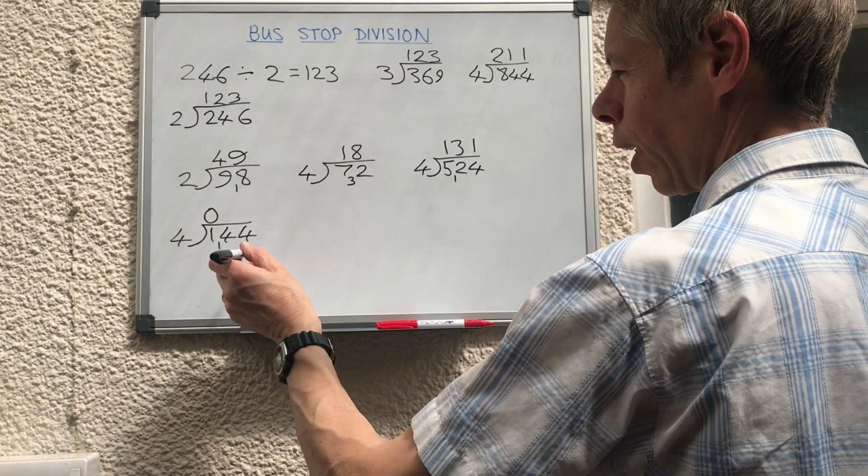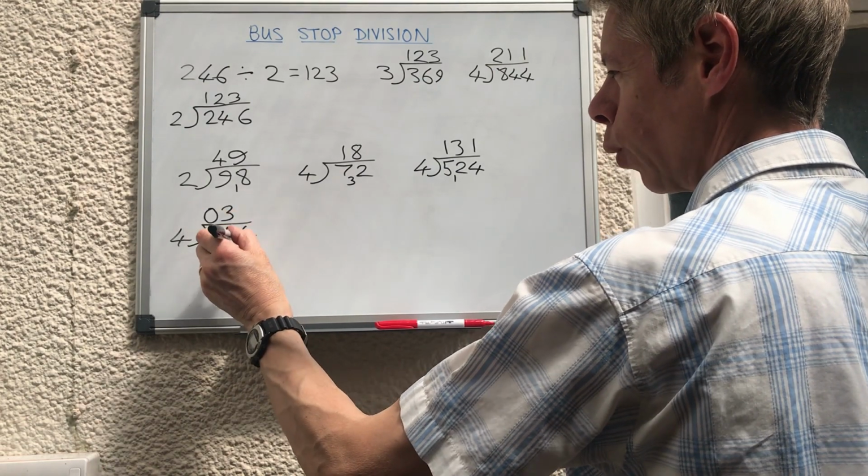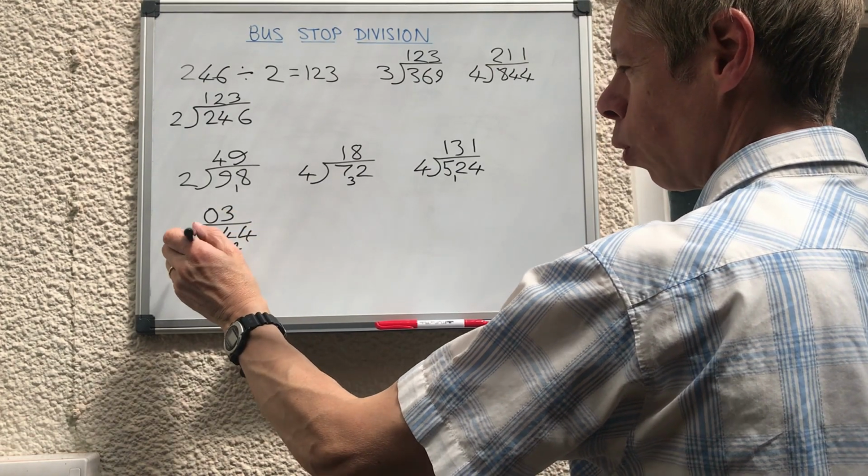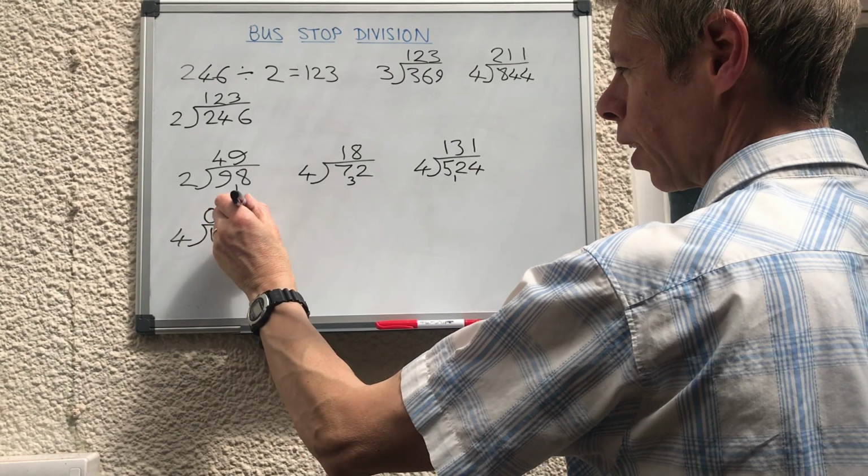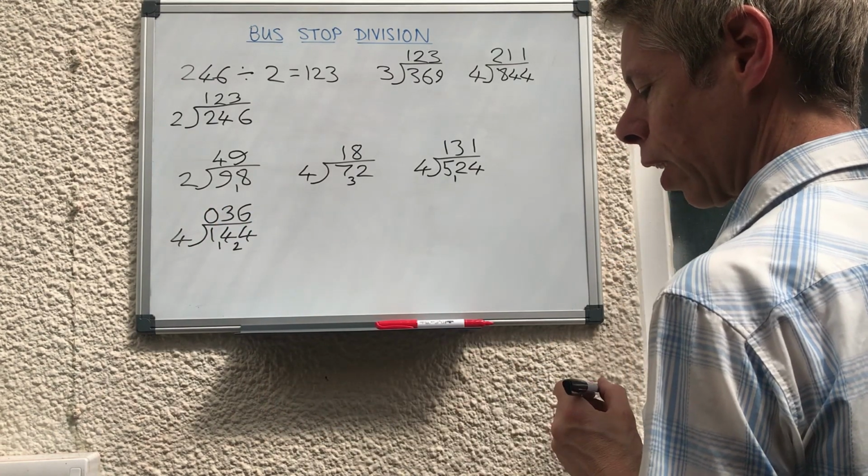So 4's into 14. Well, 3 4's are 12. 14 take away 12 is 2. 4's into 24 is 6. So the answer is 36.